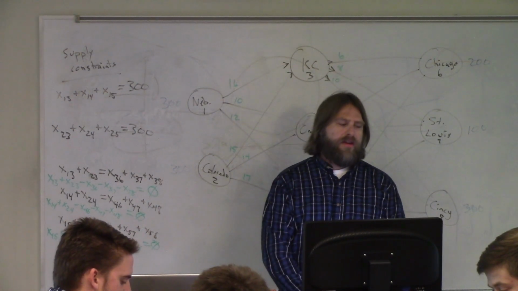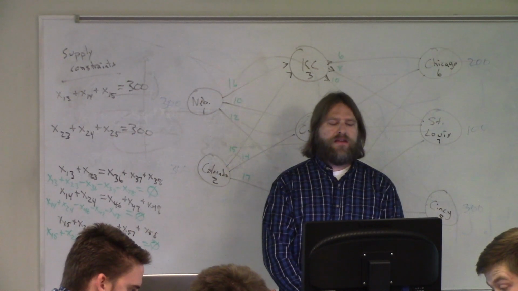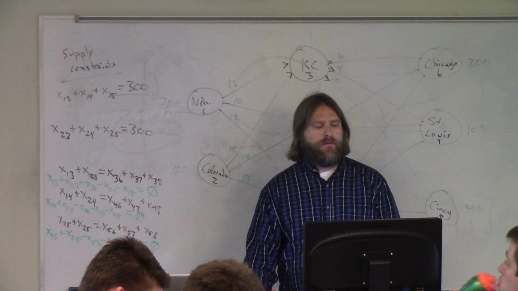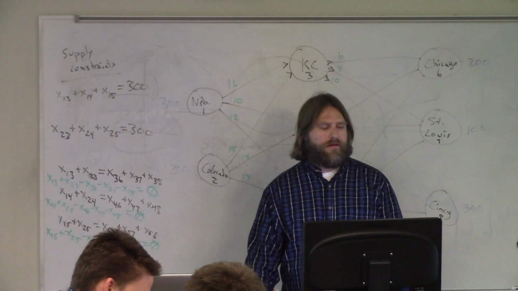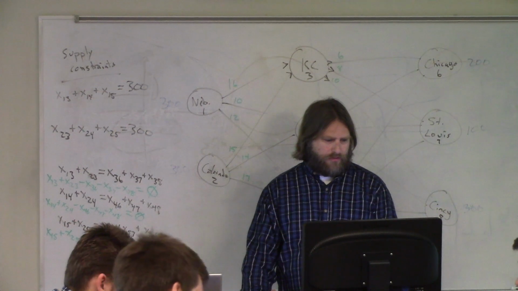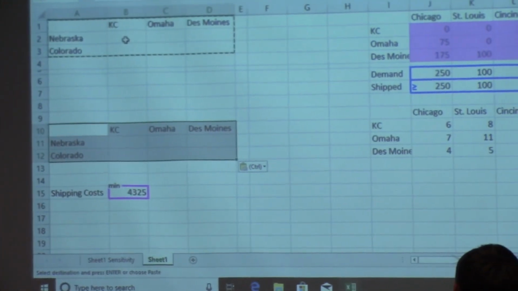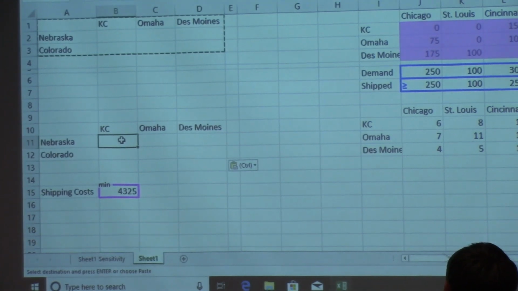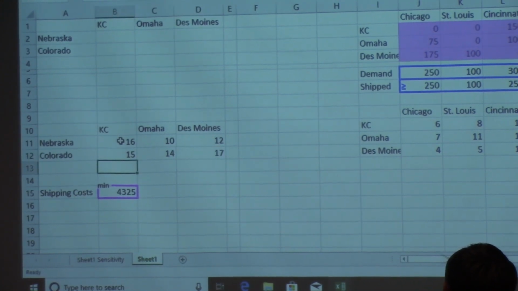So we're going to have Nebraska and Colorado, and we're going to have Kansas City, Omaha, and Des Moines. And I'm going to go ahead and copy those here, because we're going to have shipping costs for those as well. So let's fill those out. First, we know, from my notes here, Nebraska, Kansas City, 16, 10 and 12, 15, 14, and 17. So those are just these costs right here.